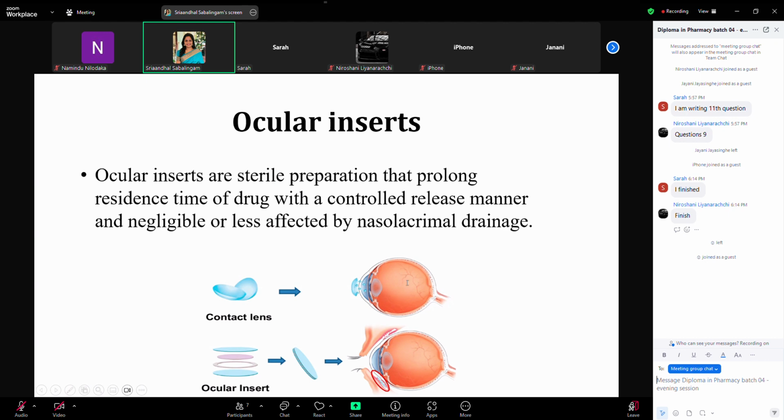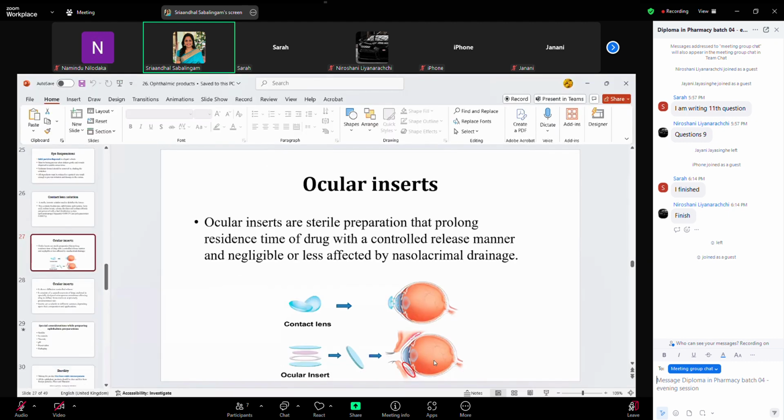A contact lens doesn't contain any medication. This contains a medication, right? So those are the differences between a contact lens and an ocular insert. Basically, they both use the same theory. You will be inserting them inside the eye and they will stay there for a prolonged time.